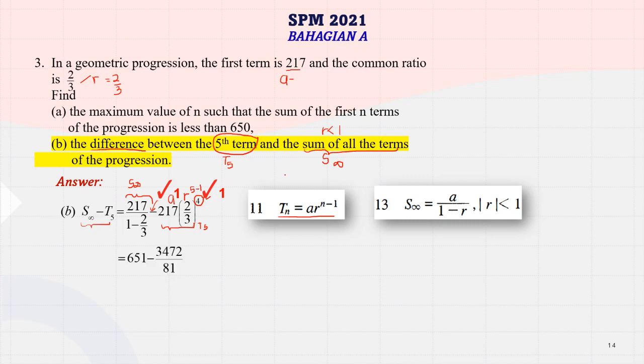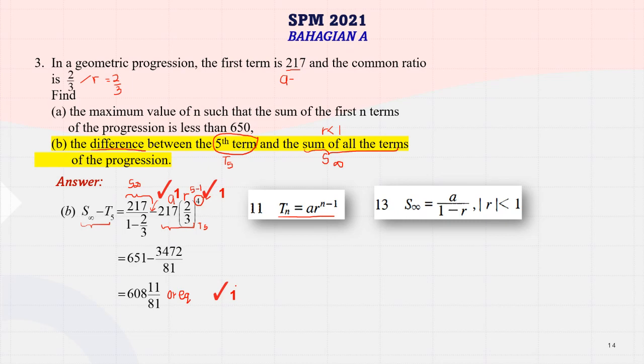So kita buat calculation macam biasa. 651 minus 3472 over 81. So you get the difference is 608 11/81 or equivalent. Ataupun yang setara. Okay. 1 mark. Okay, that explains number 3B yang kita tertinggal ya.